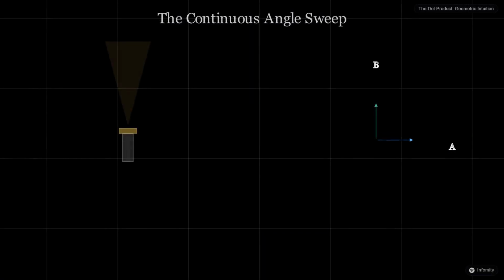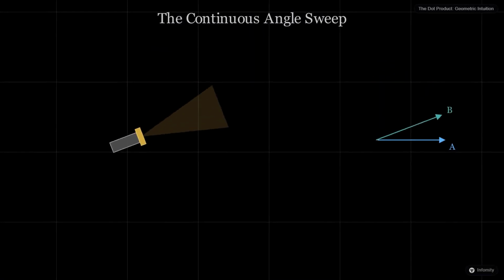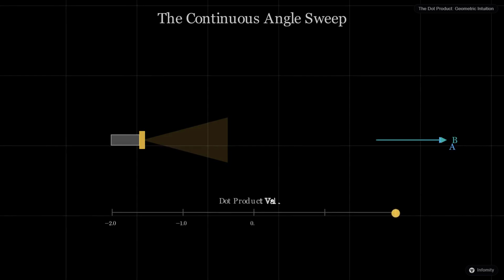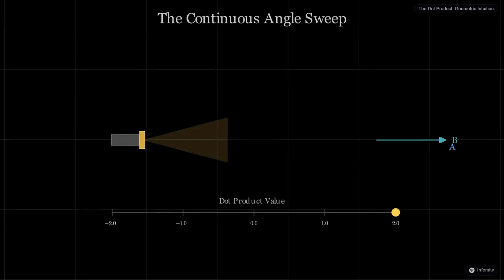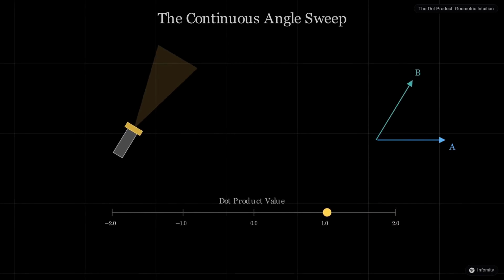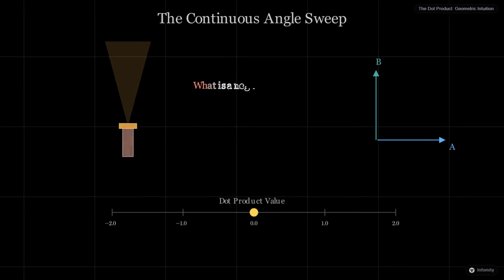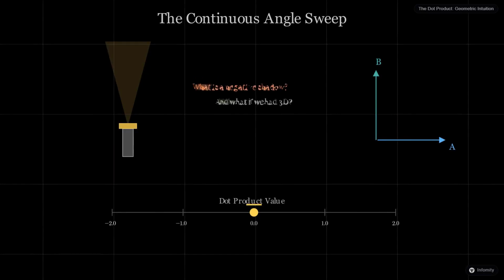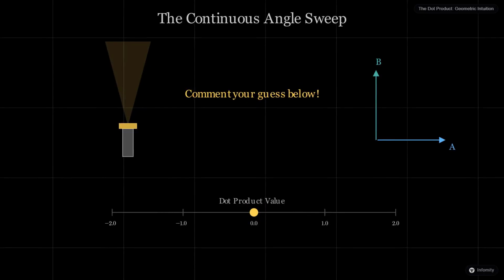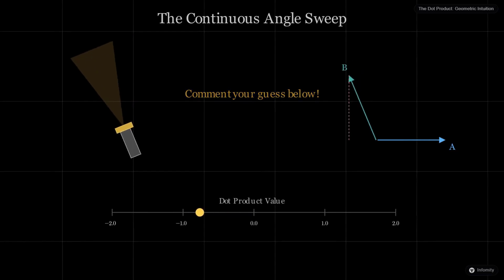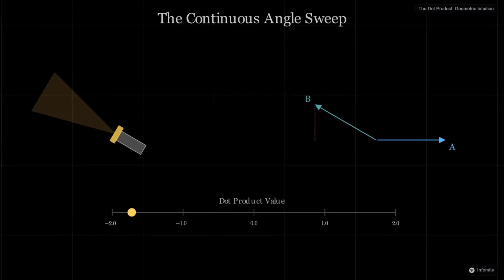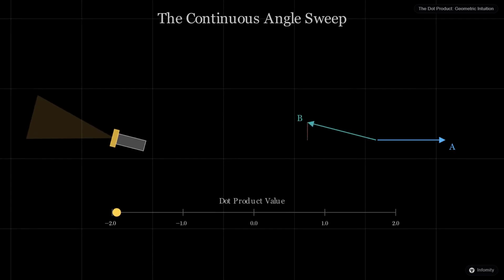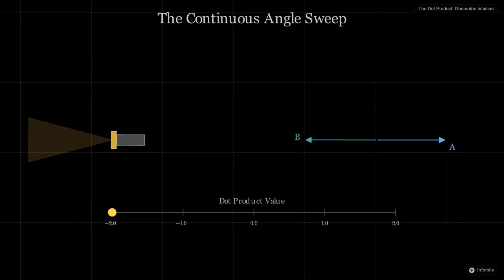Let us sweep vector B from 0 to 180 degrees. Below, we display a horizontal number line to track the value. As the angle opens, the dot product rides along this line. There is a twist most people miss. What is a negative shadow? What if we had three dimensions? Comment your guess below. Beyond 90 degrees, the shadow projects backward, turning the value negative. The value is maximum negative at 180 degrees.